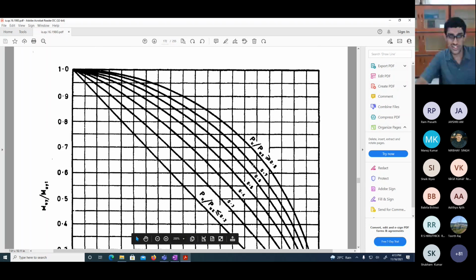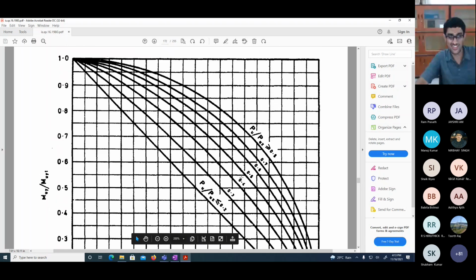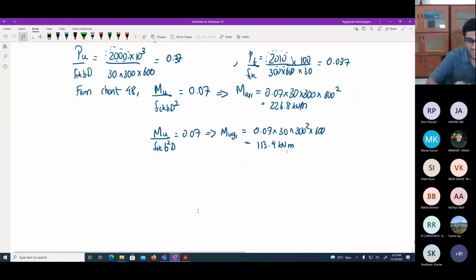What is this diagram called? You remember what this diagram is called? Okay, let's come back to this. I'm going to now check my interaction equation.